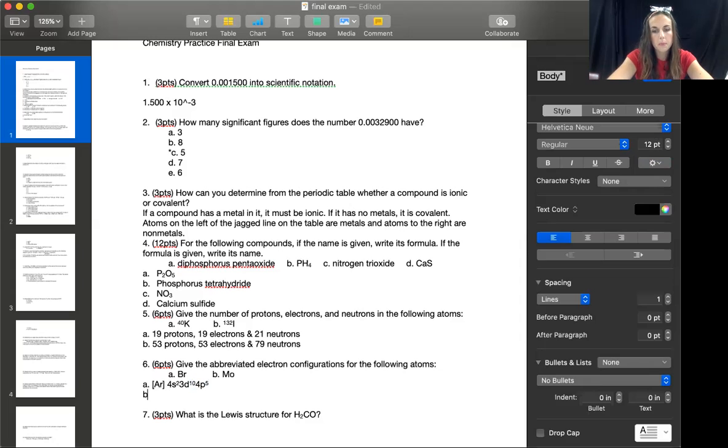Okay, let's do letter B, Mo. So I'm going to find that, and that is number 42 on the table. So again, I'm looking for the closest element in the eighth column that comes before Mo. So the closest one I have is going to be Kr, that's number 36. That's going in brackets.